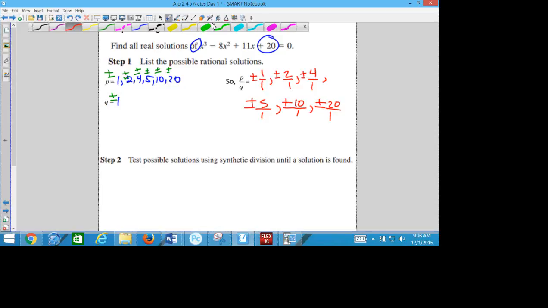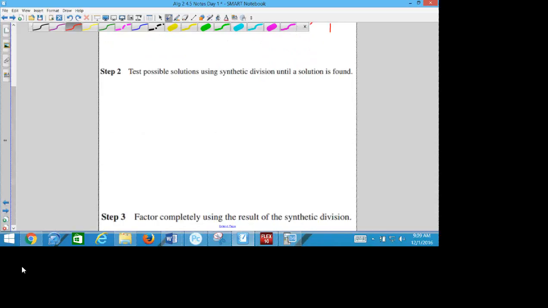All right, so now what we're going to do is test possible solutions using synthetic division until a solution is found. So what is the first solution that we could possibly use? We're almost done, I promise. See all my possible solutions? What's one that we could possibly use? 5. Let's use smaller than that. 1. Let's try 1.